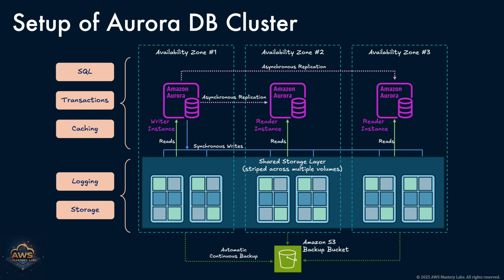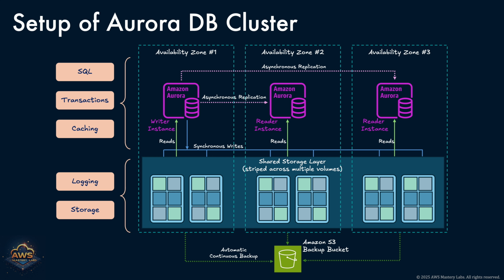Let's take a closer look at how an Amazon Aurora cluster is architected under the hood, starting with the compute and storage layers. At the heart of the compute layer is the writer instance. This is the primary node responsible for handling all write operations: inserts, updates, deletes, and schema changes. Every change made by the writer instance is immediately and synchronously committed to Aurora's highly durable storage layer, ensuring strong data consistency.